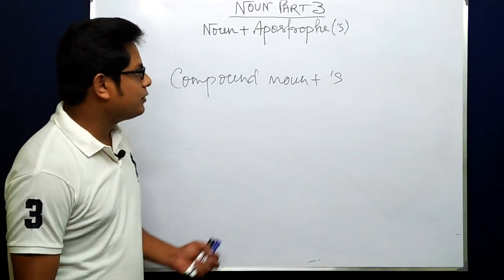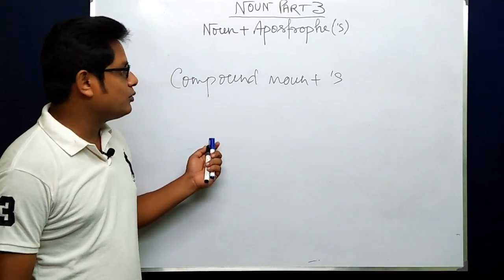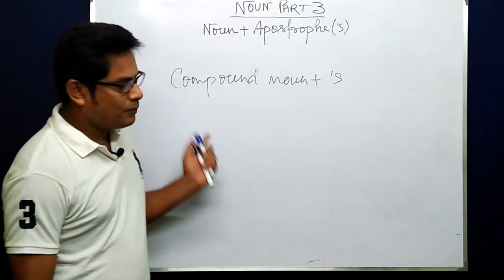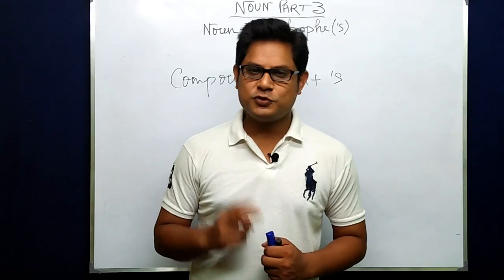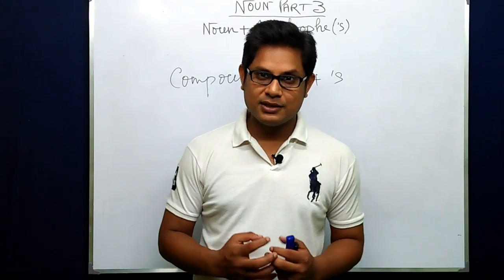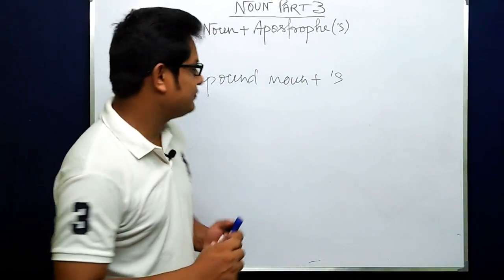Now I will show you how to use apostrophe s with any compound noun. And before that, you have to know what a compound noun is. See, a compound noun is a group of more than one noun. We use two or more nouns together as a single noun. That's called a compound noun. Let me show you.